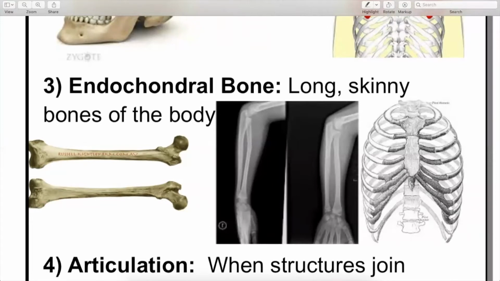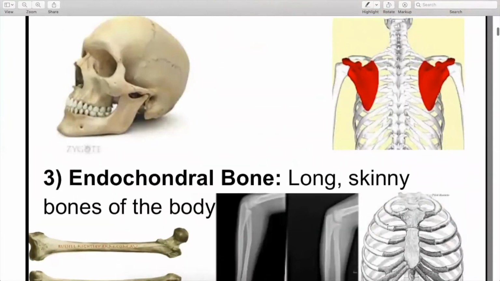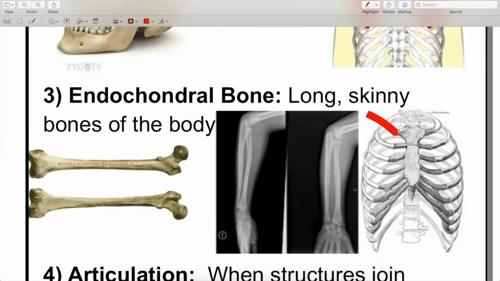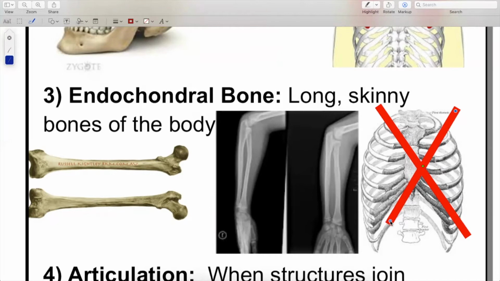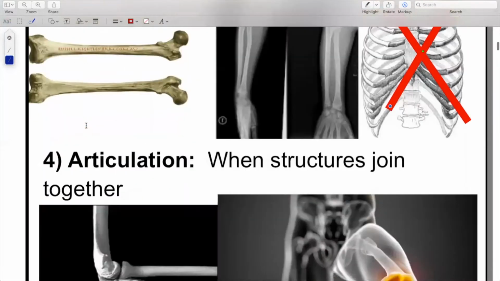That's right. They are actually formed the same way as these bones. So your ribs are actually intramembranous. So we are not going to be counting those as endochondral. But your thigh bones are.